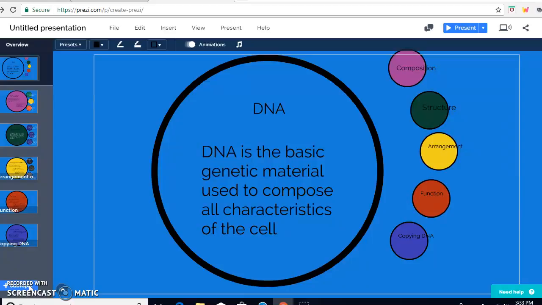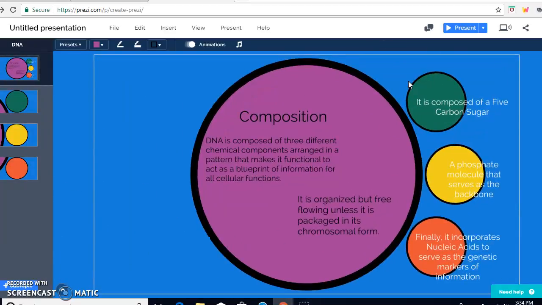DNA. DNA is the basic genetic material used to compose all characteristics of cells. We know that DNA stands for deoxyribonucleic acid. Its composition. DNA is composed of 3 different chemical components arranged in patterns that make it functional to act as a blueprint of information for all cellular functions.